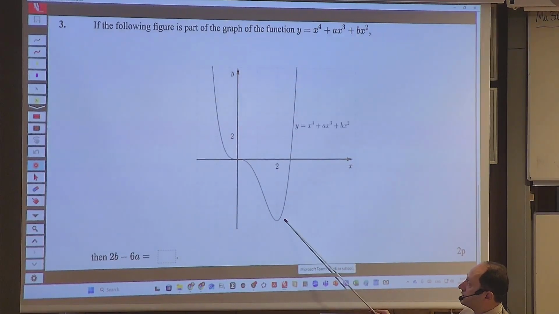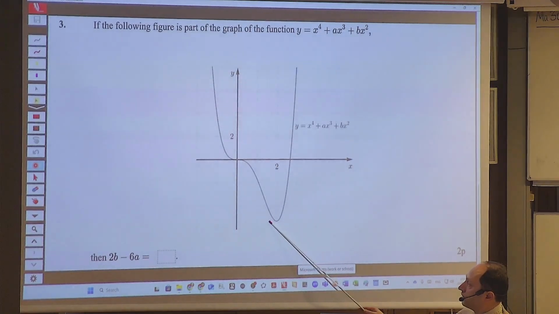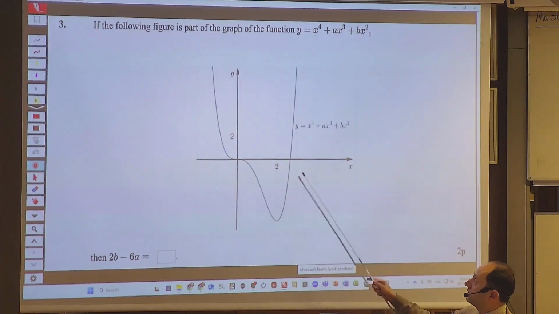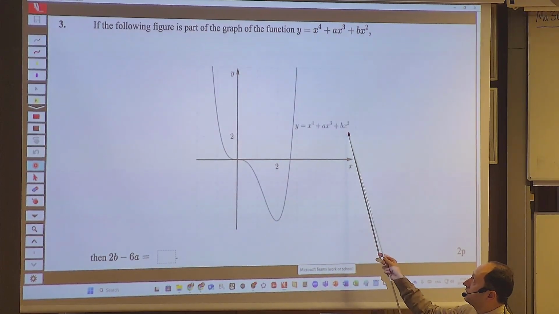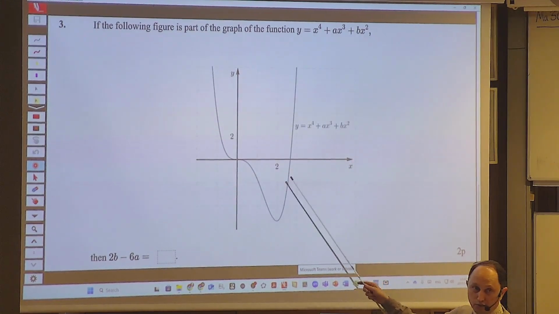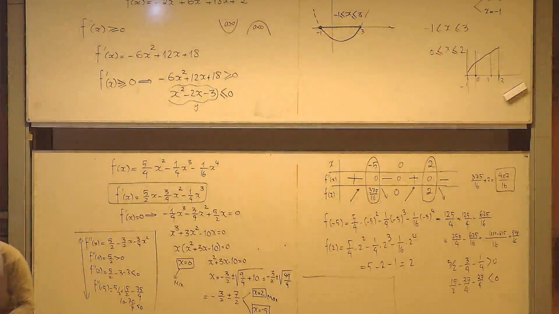So because this is a local minimum, what does it mean? It means the slope of the tangent line at this point is 0. And we already know how to calculate the slope of the tangent line. I differentiate my function, I replace x with this number 2, and it will give me the slope. But because this is a minimum point, I know the slope should be 0. So let us do that on the board.